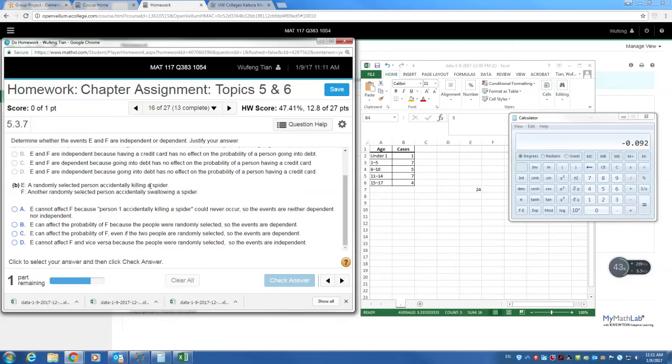A randomly selected person accidentally killed a spider. Another randomly selected person swallowing a spider. So they are independent. Because one person killing could never occur, so the events are neither independent. Killing a spider, swallowing can affect the probability because the people are randomly selected, the events are dependent. E cannot affect F, vice versa, because they are random, so the events are independent.